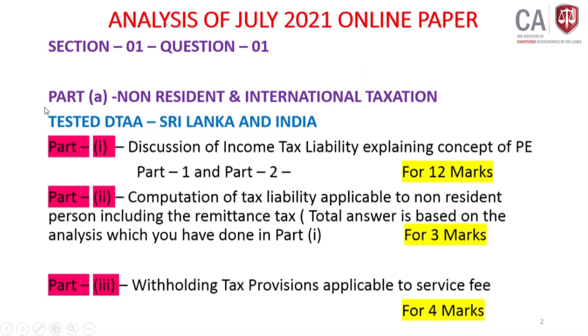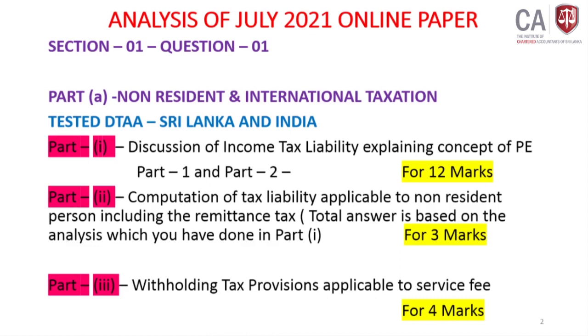Okay, then we will come to the 3 requirements of the question. This is section 1 question 1 part A. There are 2 parts, part A and part B. Part B is for taxation and business decision making. Part A is for non-resident and international taxation, which is looking for a PE based question and answer. The tested double taxation treaty is Sri Lanka and India.